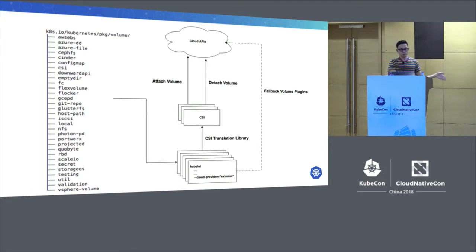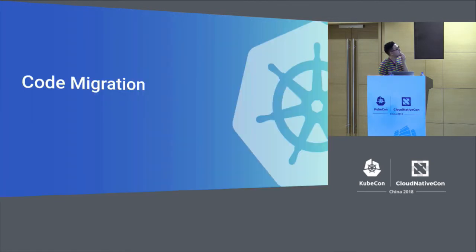And so SIG Storage wrote a CSI translation library, embedded into the in-tree volume plugins, that knows how to translate a call from the in-tree volume plugin into the CSI driver. And of course, if there's a bug in the CSI driver, you can set a flag on the kubelet, and it can skip the CSI transition and fall back to the previous behavior. So this allows us to push users to use CSI, but also give them a way out if they find that it's causing issues in production.